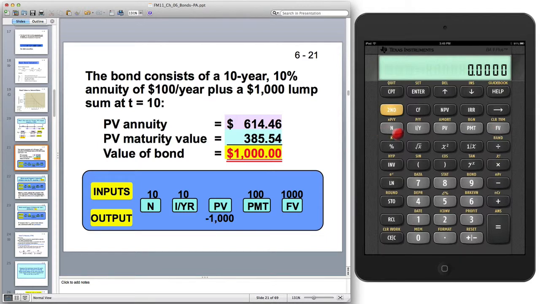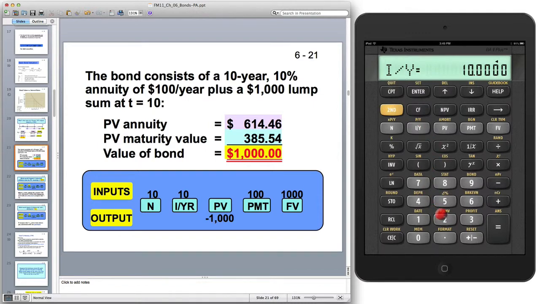So for bond pricing, in this particular case, N equals 10. So do 10 and then hit N. Notice it's important that you first enter the number and then the associated key with it, not N and 10. Okay. The interest per period in this case is 10%. So do 10 and now hit IY.